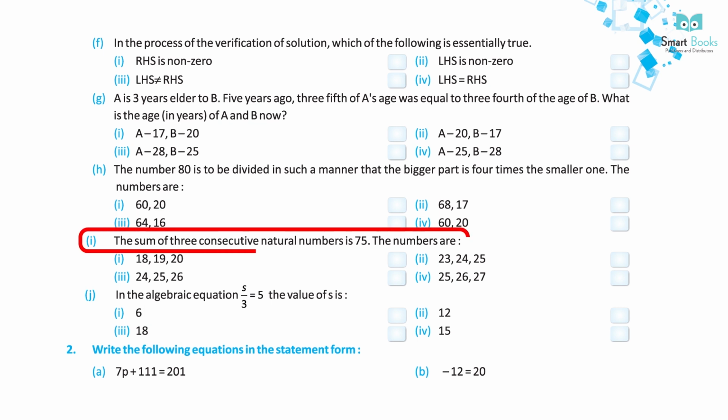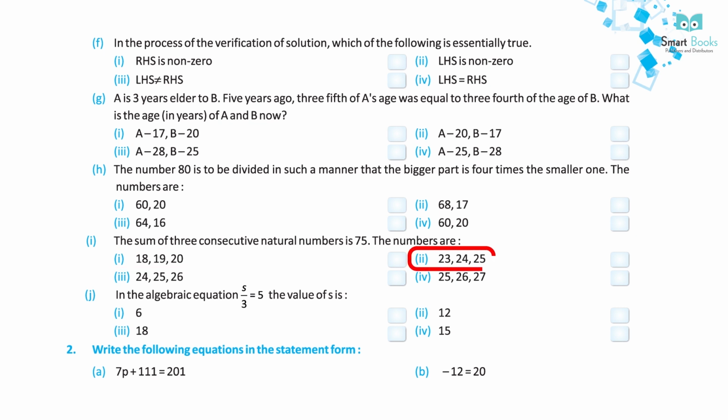First, the sum of 3 consecutive natural numbers is 75. The numbers are first, 18, 19, 20. Second, 23, 24, 25. Third, 24, 25, 26. Fourth, 25, 26, 27. Solution. Third, 24, 25, 26.